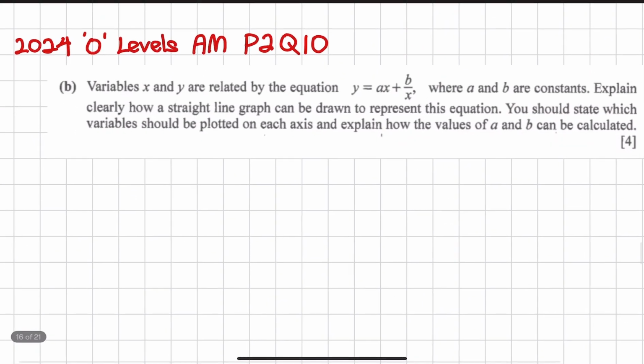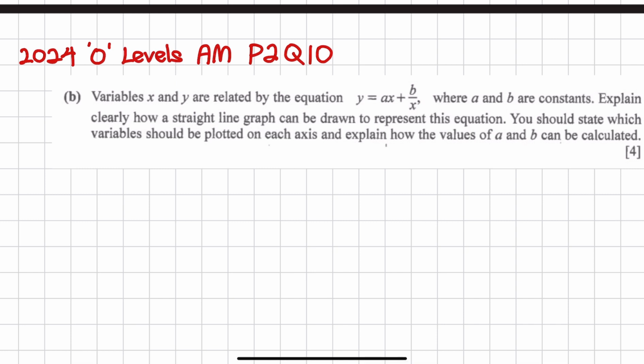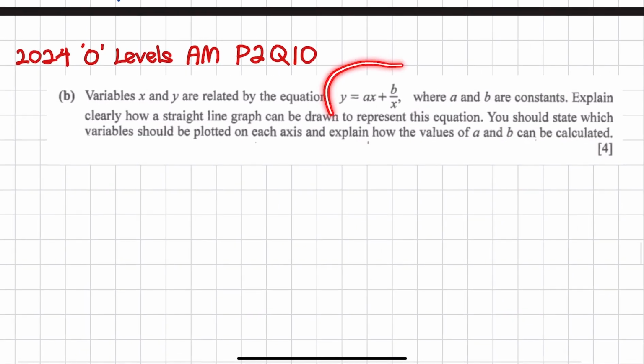This is from 2024 O-Levels A-Math Paper 2 question 10. Okay, let's read this question here first. This question here says, I'm given this equation over here. Explain how a straight line graph can be drawn from this equation.